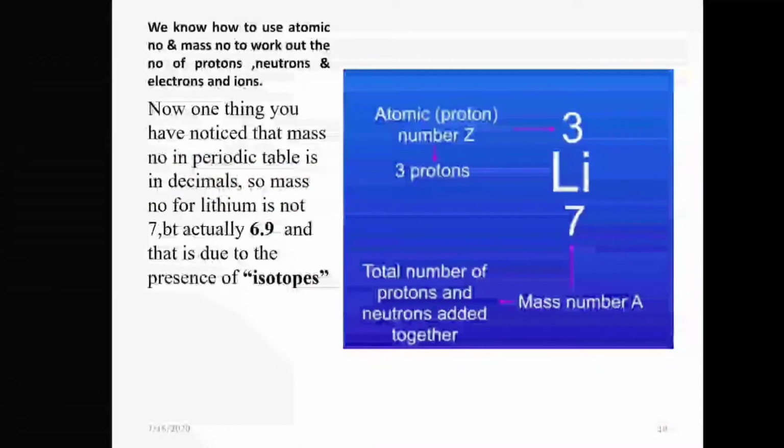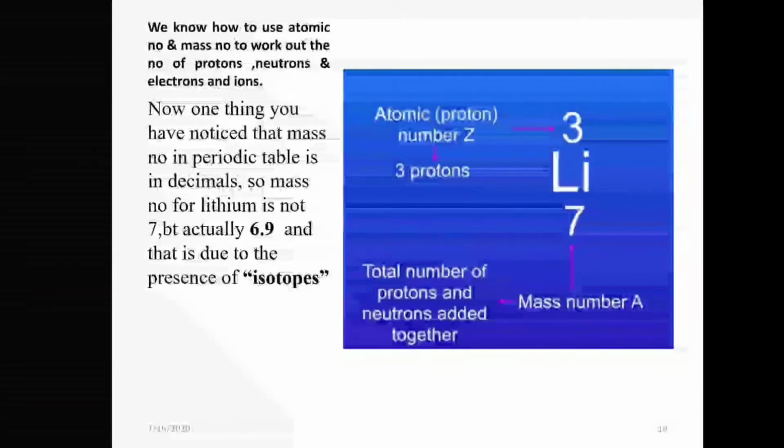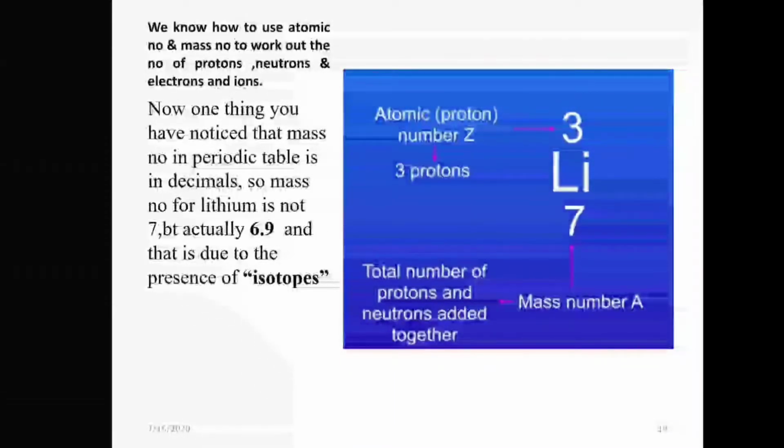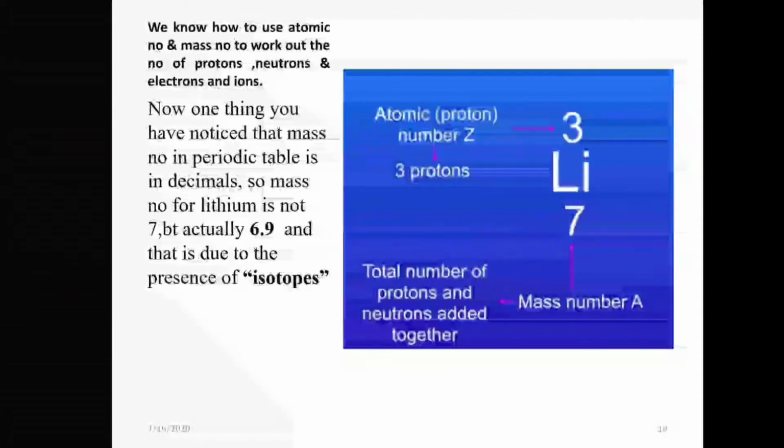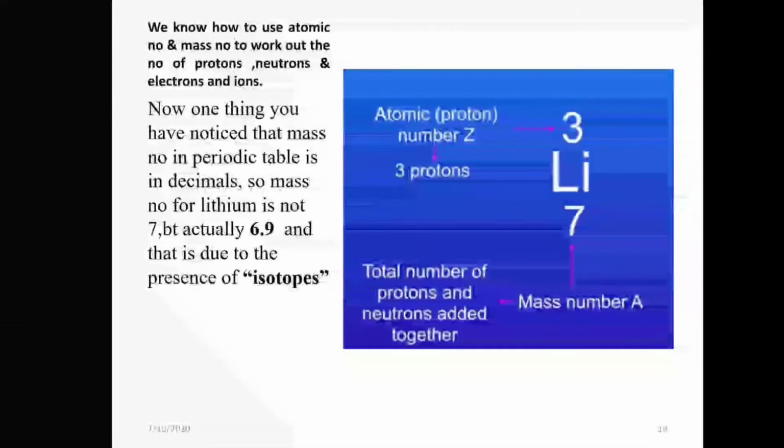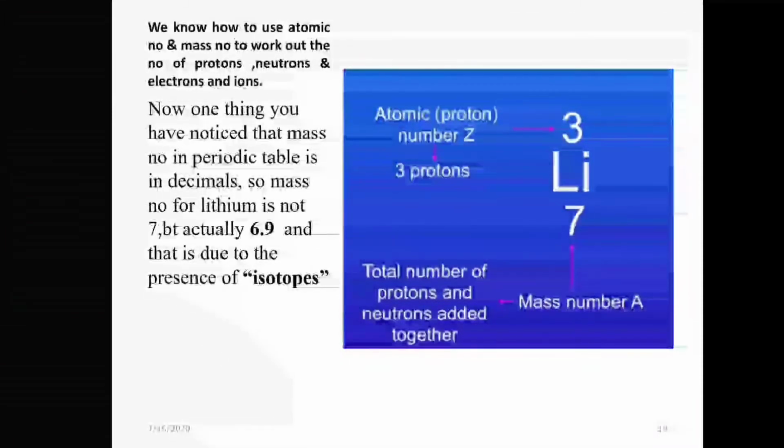We know how to use an atomic number and mass number to work out the number of protons, neutrons and electrons in ions. Now here this is lithium. You can see the atomic number Z in the figure, and it has 3 protons, whereas the total number of protons and neutrons added together is the mass number A, which is 7. One thing you may have noticed is that the mass number in the periodic table is in decimals. So the mass number for lithium is not 7 but actually 6.9, and that is due to the presence of isotopes.